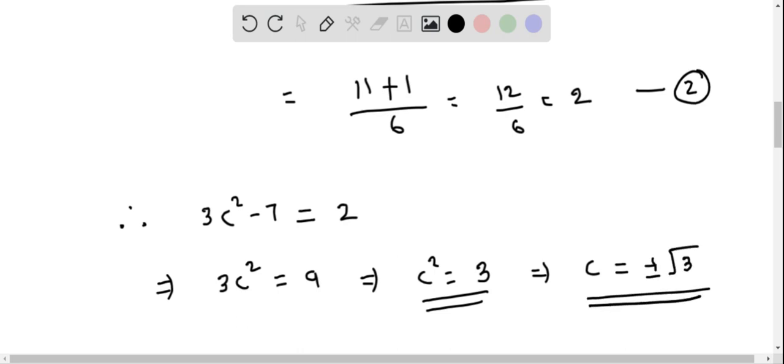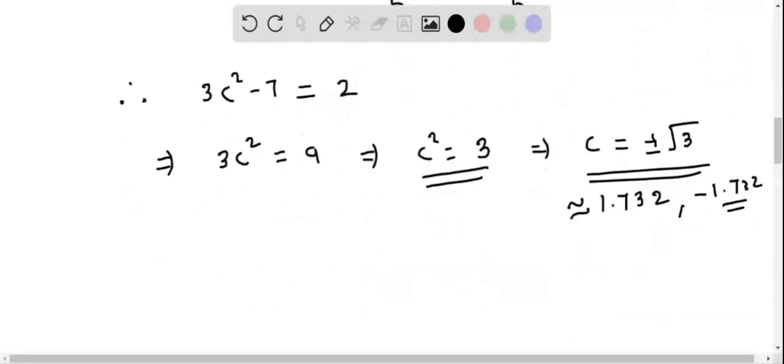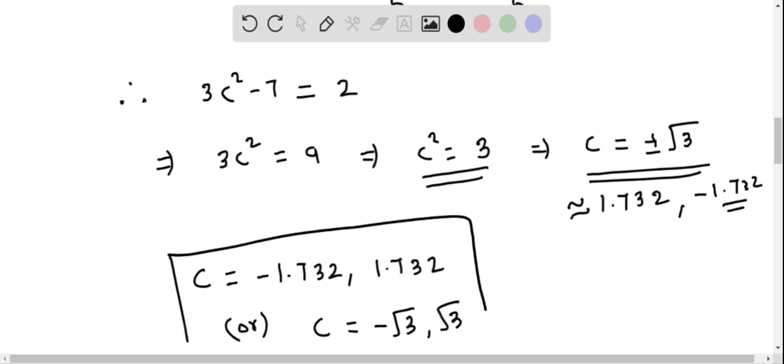So we can verify that this lies inside the interval. Root 3 is basically 1.732 if we approximate to 3 decimal places, and minus root 3 is minus 1.732. So we can verify if these lie in the interval minus 3 to 3. Definitely these two values lie inside this interval. So we can say that the value of C is, you can write the negative number first, that is minus 1.732 comma 1.732 in decimals, or we can also write this in terms of radicals: negative root 3 or positive root 3. So these are the two values of C using the mean value theorem.